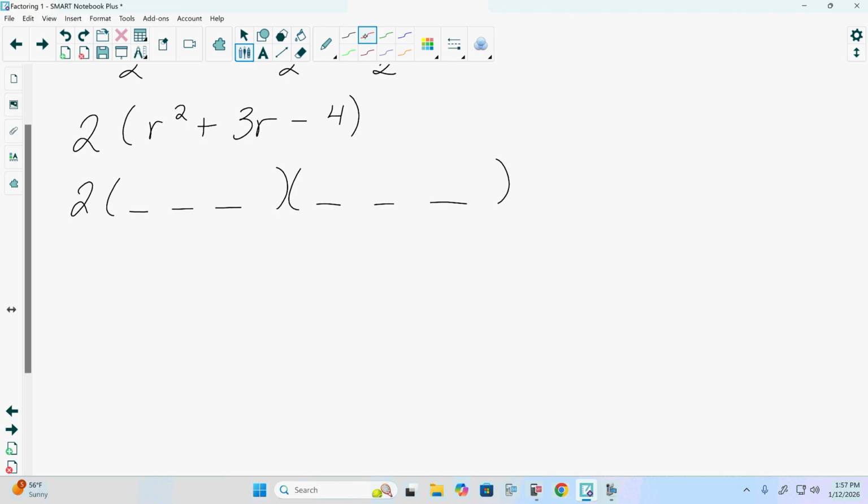After we finish factoring out the greatest common factor, we can go to our 2 sets of parentheses with 3 spaces. The third term's sign is negative, so the signs are opposite, positive and negative. Now we need to find the factors of the first and third terms. The only factors for r squared are r and r.